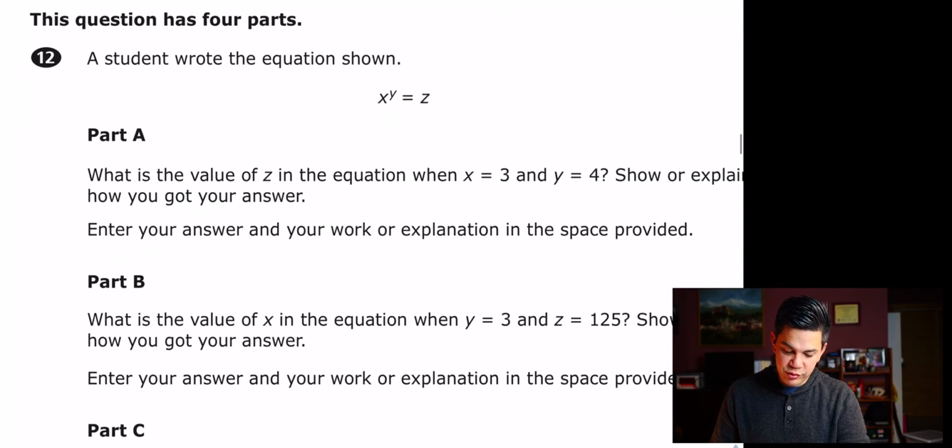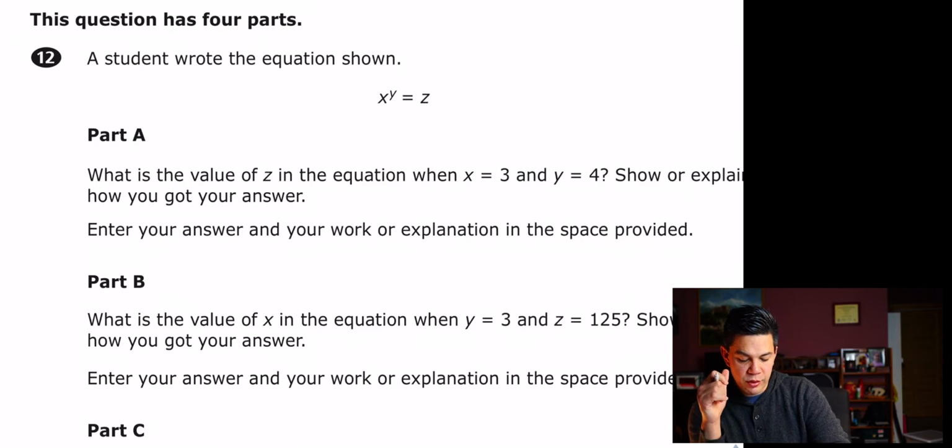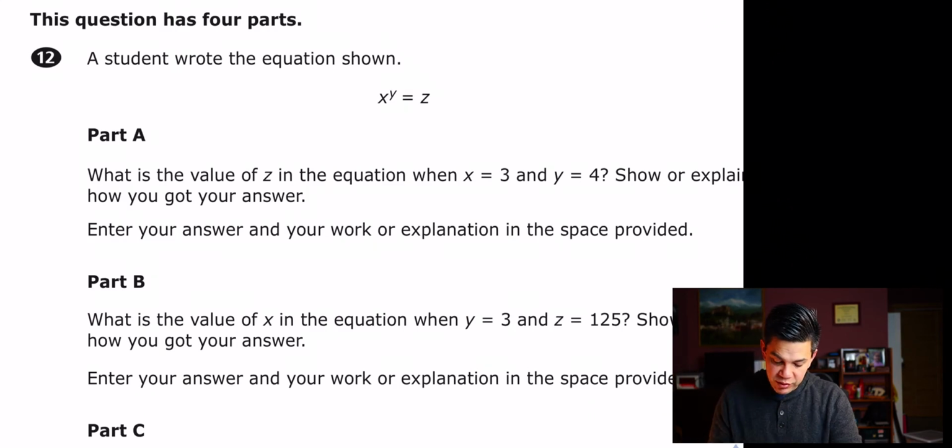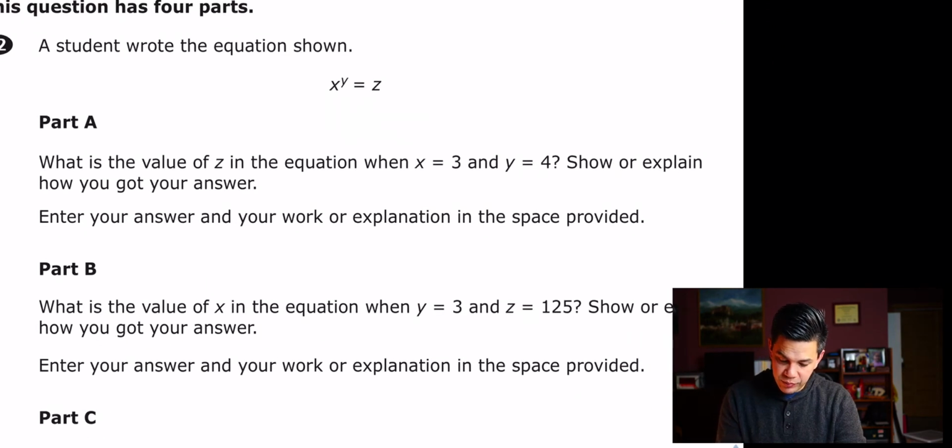All right, moving on. This question has 4 parts. A student wrote the equation shown: x to the y power equals z. What is the value of z in the equation when x equals 3 and y equals 4? Explain how you got your answer.